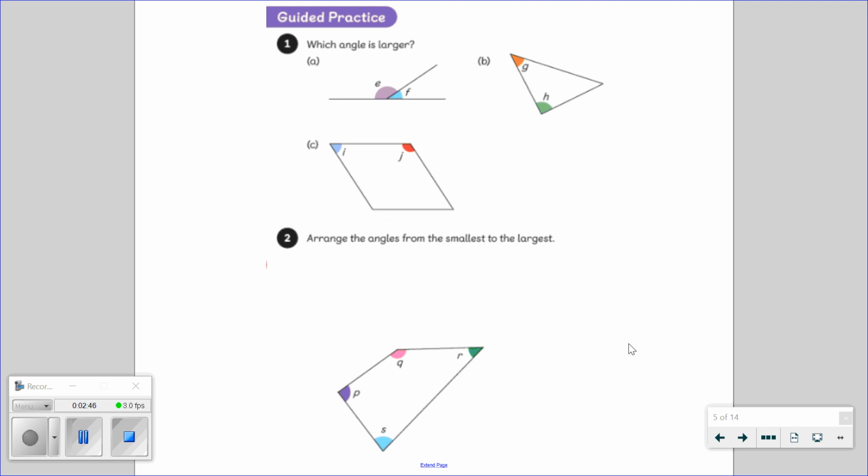So here's today's guided practice. And in question 1, we need to identify which angle is largest. So in this first one, is E or F the largest angle? In 2, we need to arrange the angles in this shape from smallest to largest. It's very like what Amira did.